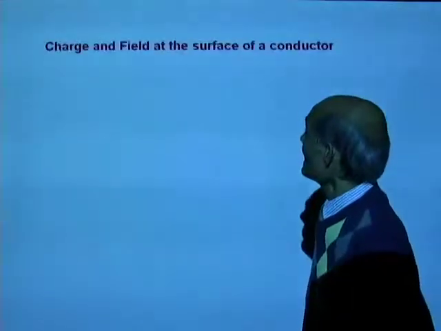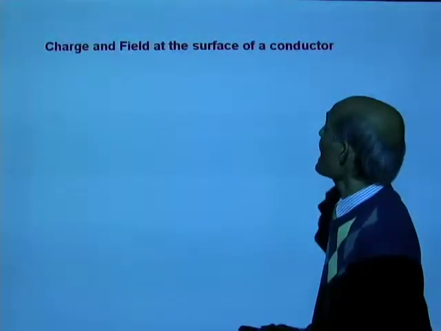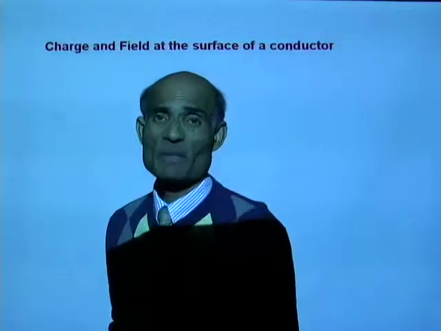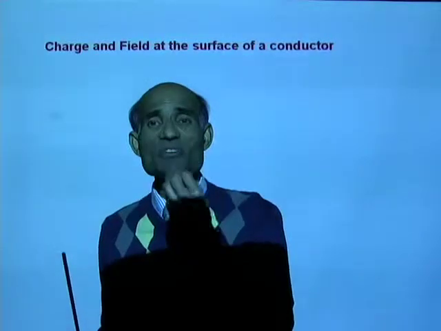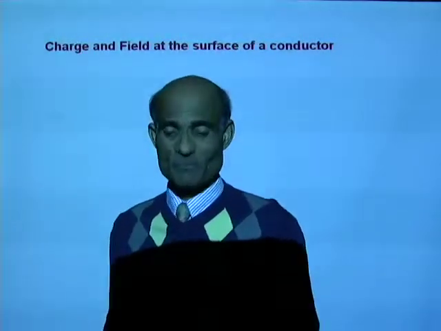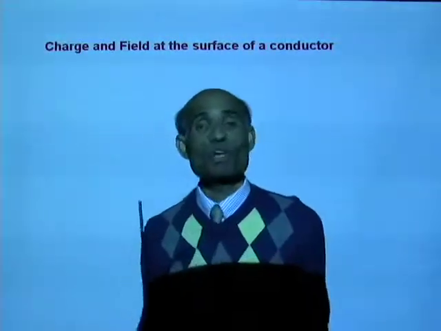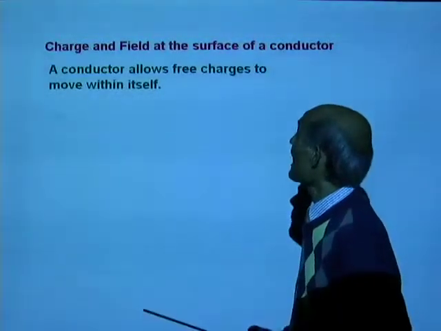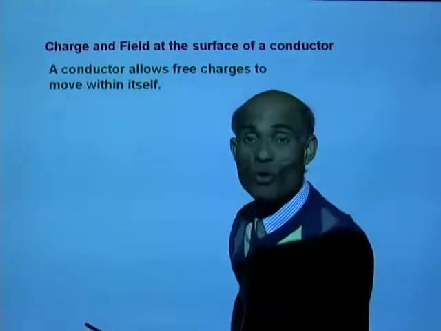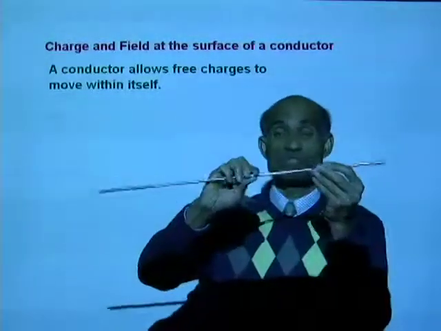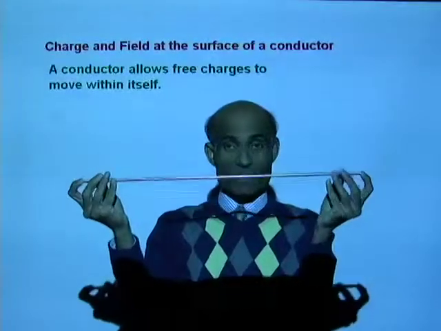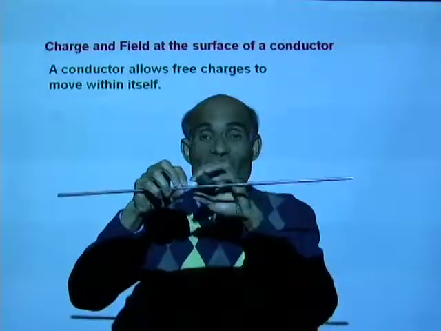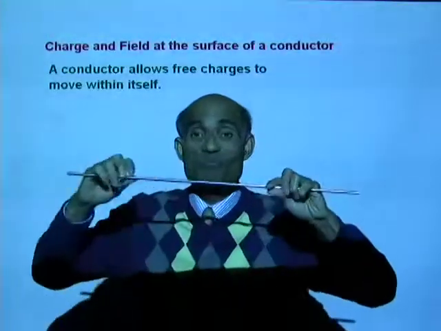All right? Let's now look at charge and field at the surface of a conductor. A very important concept, so listen carefully. A conductor allows free charges to move within itself. Now, this is an aluminum rod, it's a conductor. If I have some free charges inside here, it will allow the free charges to move.